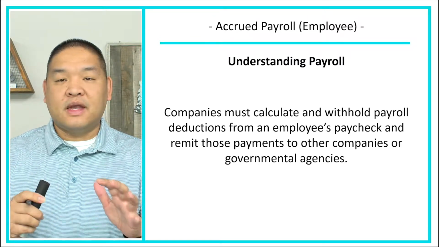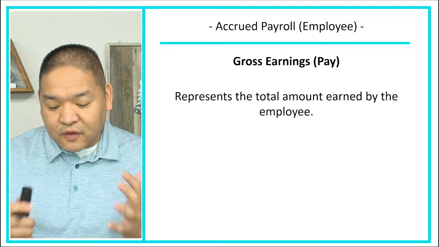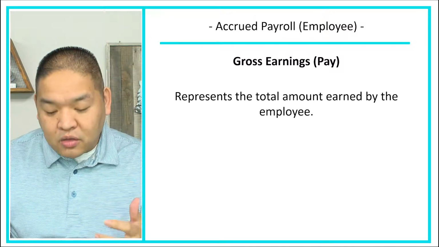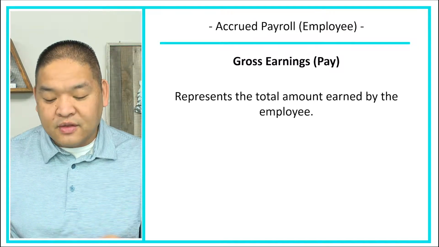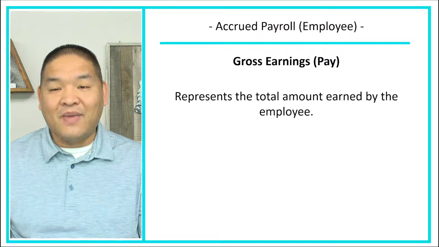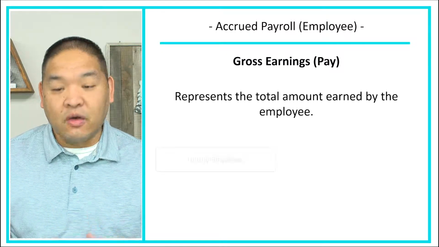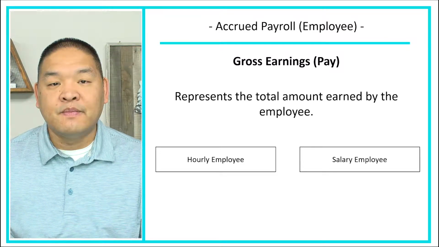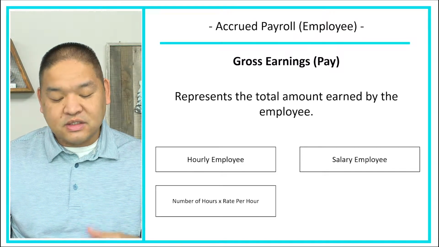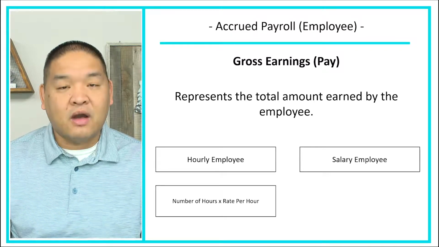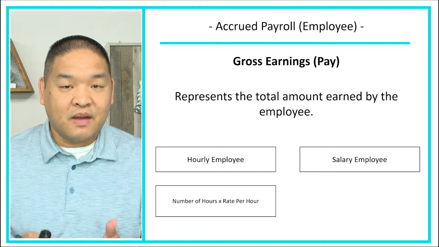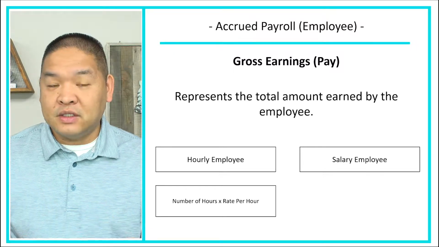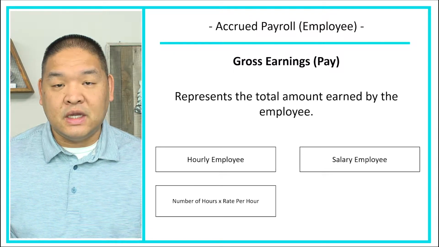So let's take a look at some of the key terms here. The first key term that you might hear or understand is gross earnings or pay. This represents the total amount earned by the employee. We might have hourly employees and salary employees. For hourly employees, this is simply taking the number of hours and multiplying it by their rate per hour. So if they work 10 hours and they get paid $15 an hour, that would be $150.